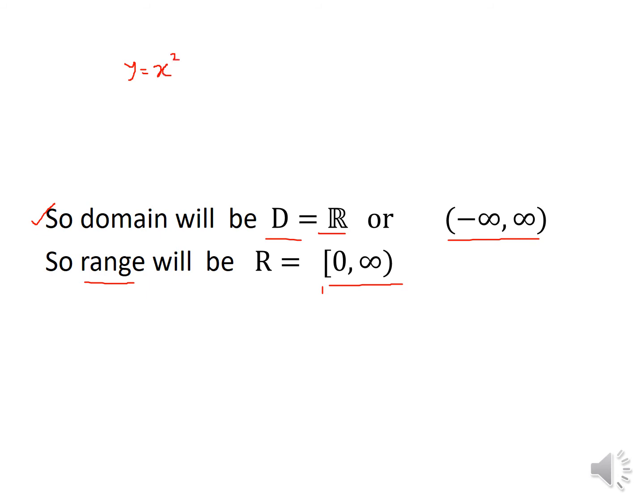Now we will draw the graph of the function y is equal to x square. So this is our x-axis, this is our y-axis, and this is the center. We know that y equal to x square represents a parabola that opens upward. So this parabola will have a shape like this.